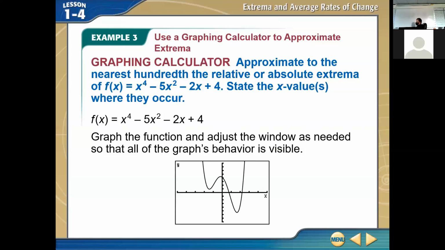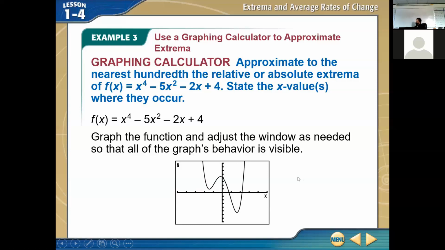So the first thing that they do is they've plugged it into their graphing calculator and they've clicked to graph. Okay, and from this graph, you can see it looks like we have a relative minimum here. Looks like we have a relative maximum here. Looks like we might have an absolute minimum here because our graph continues on both ends to positive infinity.